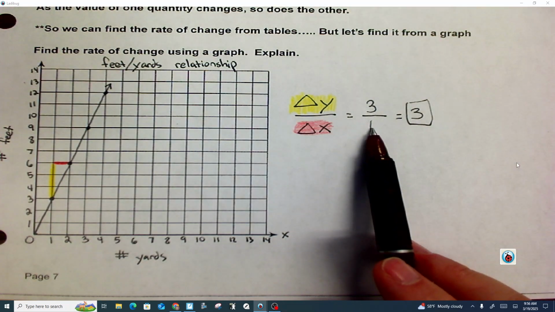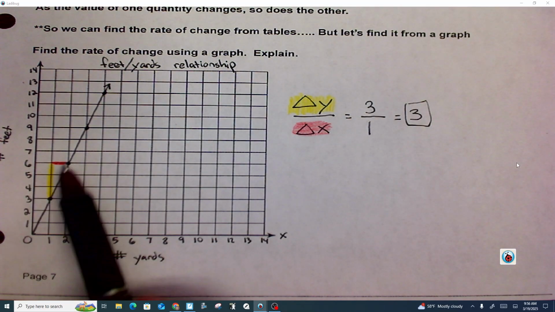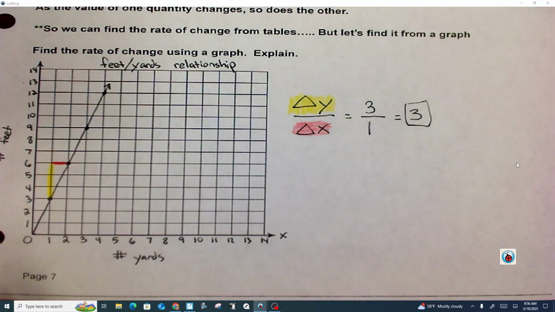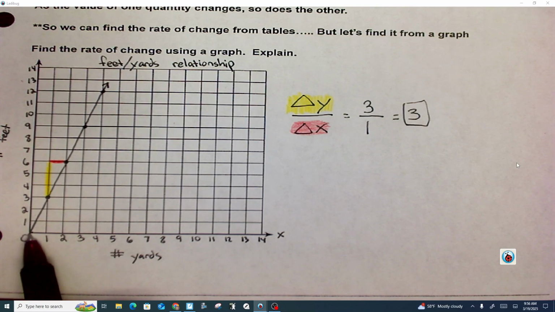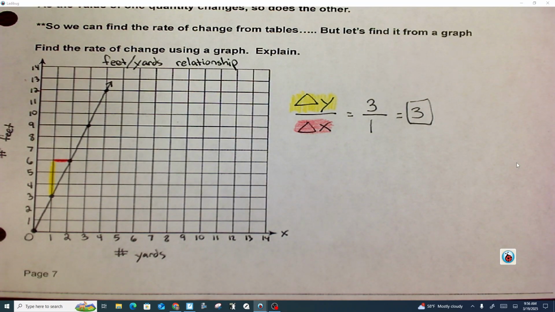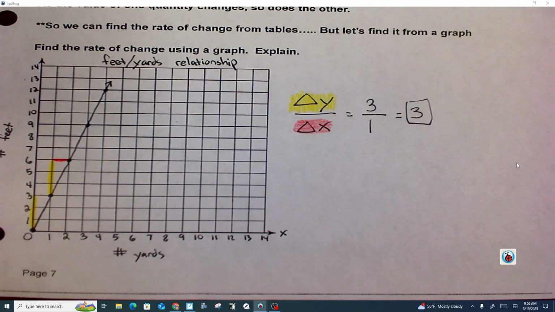And then if you can simplify your fraction, you go ahead, and in this case, sure, yeah, it's 3. Now, do you have to use these 2 dots right here? No, you can use any dots on here at all. In fact, why don't we put a dot right here at 0, 0, because if you have 0 yards, you have 0 feet, so that's a legitimate point. And you can see if I use these 2 dots, it would be the exact same thing again.